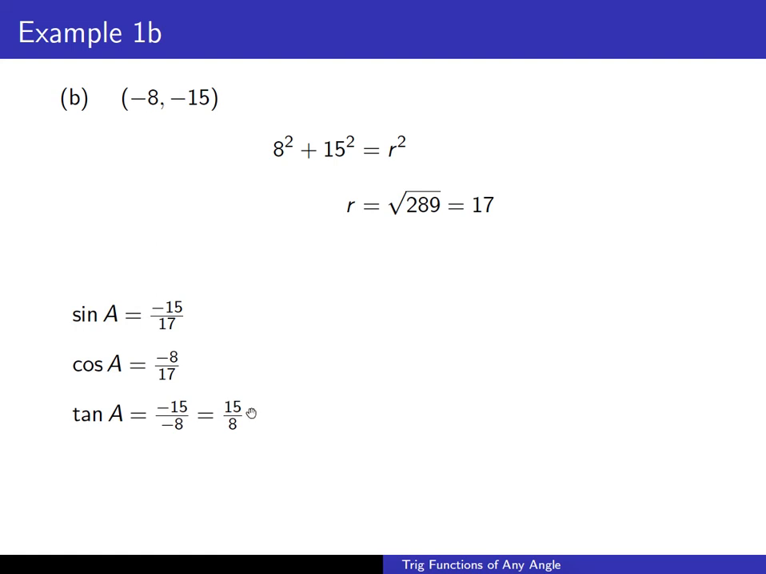Now the reciprocals. The reciprocal of sine is cosecant, so r over y is 17 over negative 15, or just take the reciprocal of sine. The reciprocal of cosine is secant, so that is going to be 17 over negative 8, r over x. And then the reciprocal of tangent is cotangent, which we could find as negative 8 over negative 15, simplifies to 8/15, or take the reciprocal of our tangent answer, and we'll get 8/15.